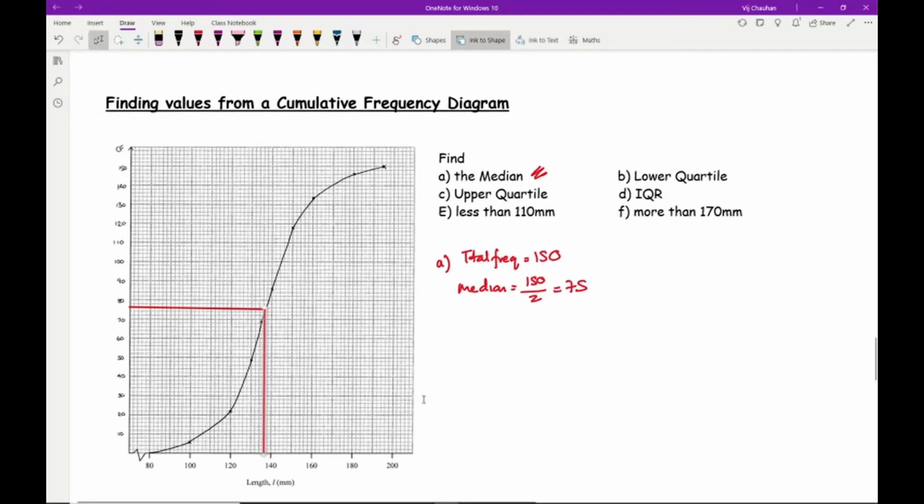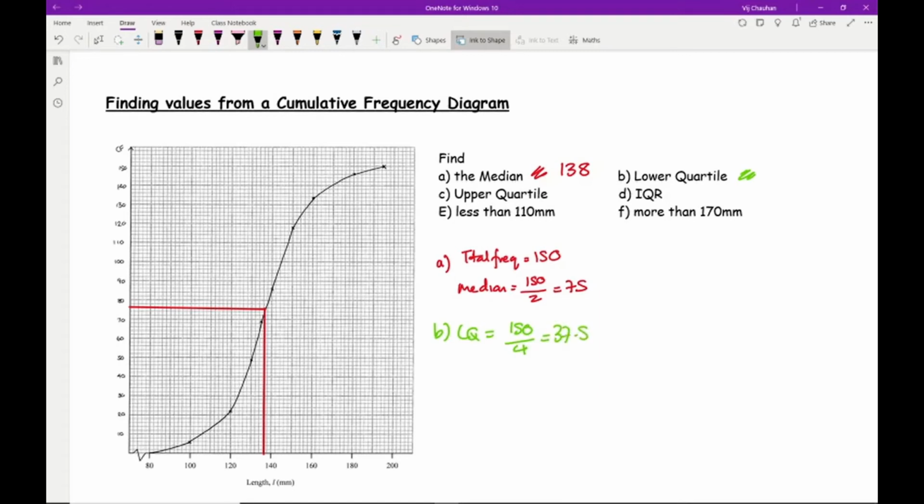And you can see there that my median value is about 138, I would say. So here we've got 138. Now to find the lower quartile, let's just use a different colour, which I'm going to do in green. So for B, the lower quartile, I'm going to divide the total frequency, so 150 divided by 4, which is going to give me half of 75, which is 37.5.